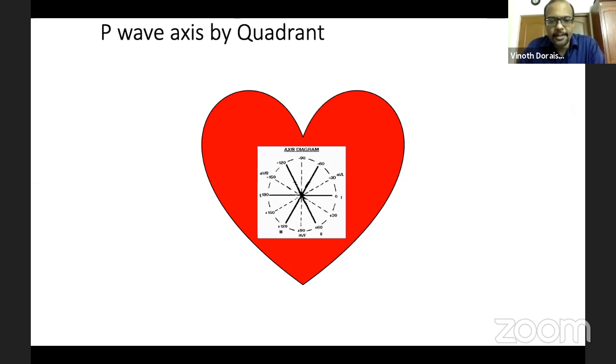As with calculating any axis, we have to remember our hexaxial reference diagram in the frontal plane. It's more than enough if you see just two leads, like for the QRS axis, lead 1 and lead AVF, but the other leads can also help us know in which direction the atrial depolarization wave is going on.